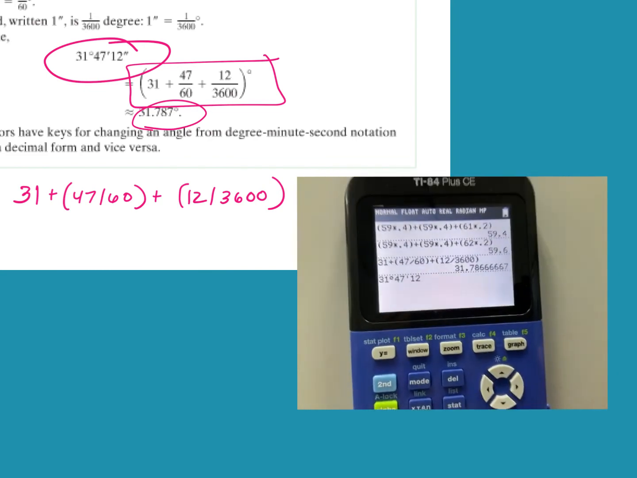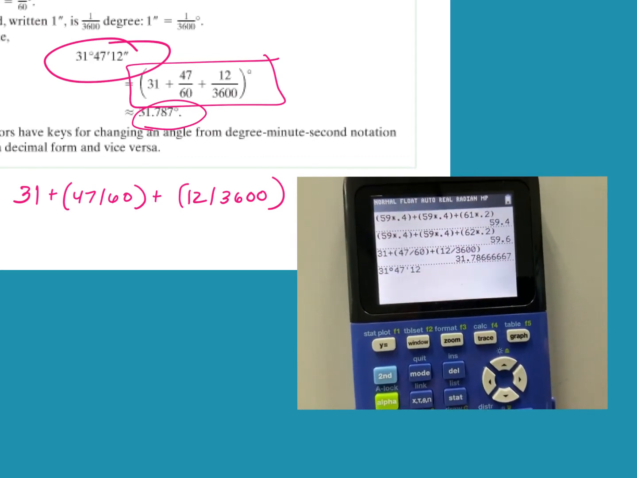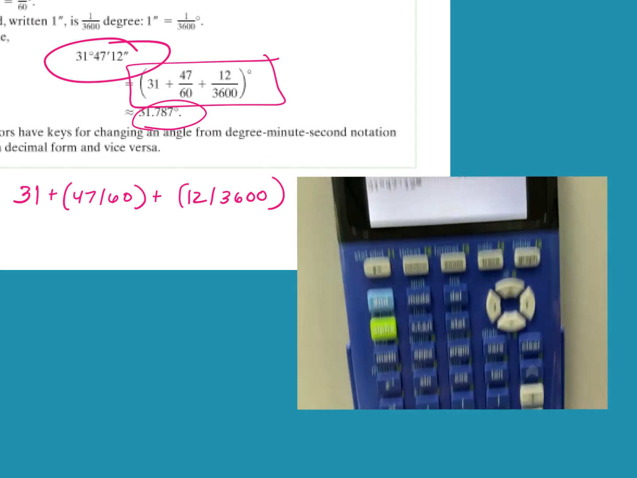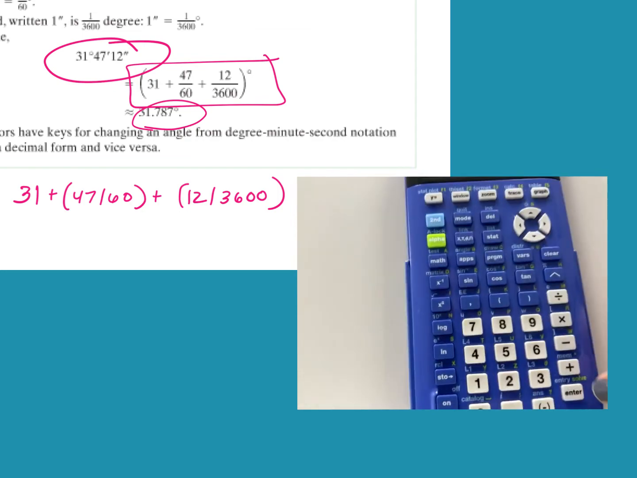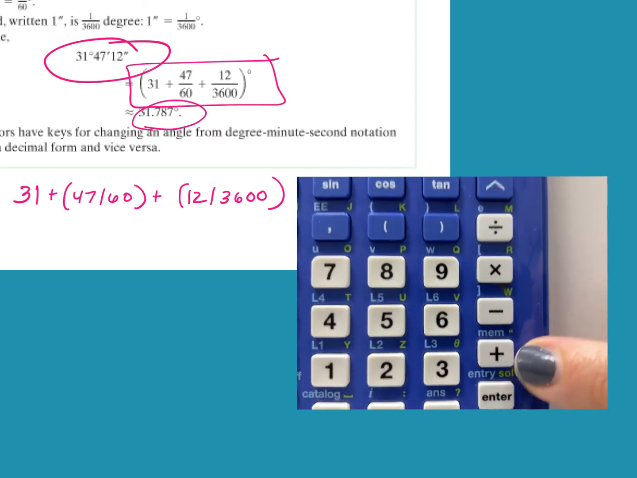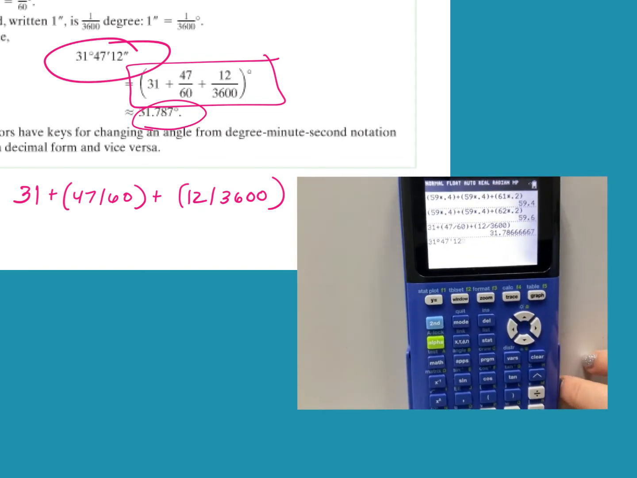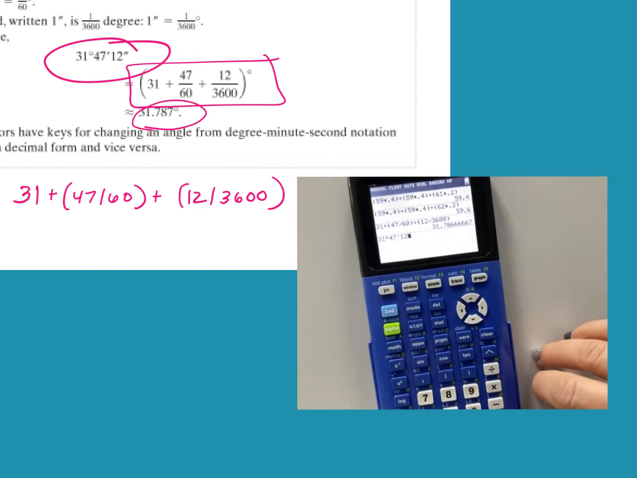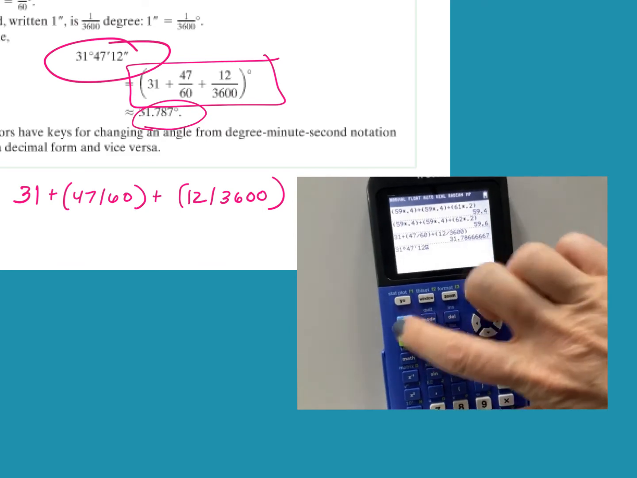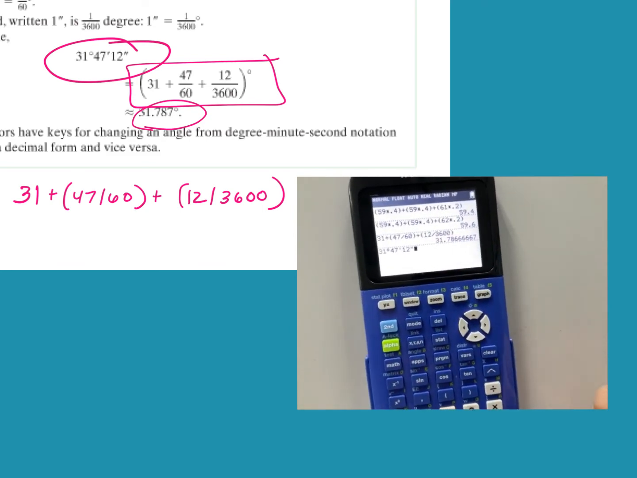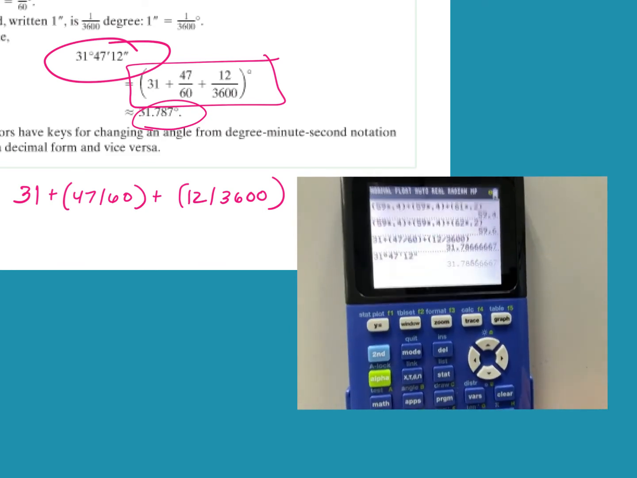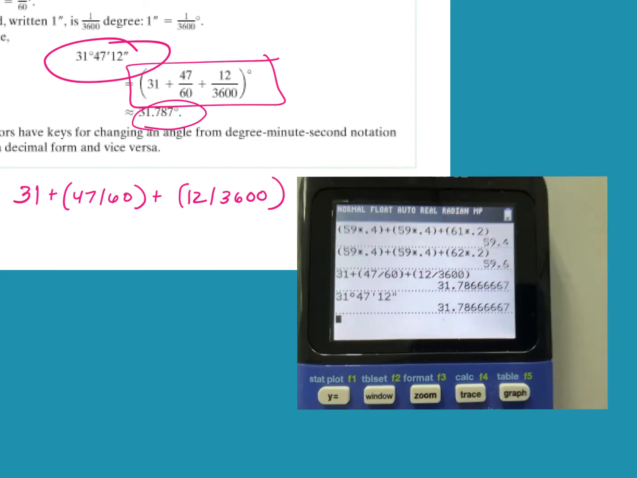And I know what you're thinking. Go back to the same menu because it makes sense that it would be there. But it's not. It's over here above the plus button in green. So you hit alpha, because that's what green is. That button, not that button, that button. Dang it. It's so hard to see this. Alpha, and then plus, and then hit enter, and it will convert it for you.